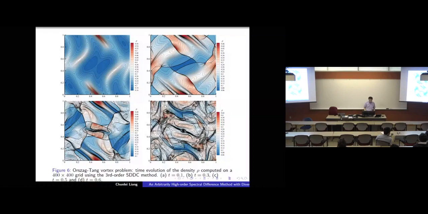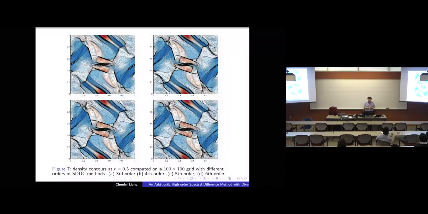And at a specific time, let's say 0.5 second, we use a very coarse grid. The previous grid was 400 by 400. Here we only use 100 by 100, right? So that's 16 times coarser. Now what if we use higher order, let's say fifth order, sixth order? Are we going to have the same solution? Indeed. So we can use a coarse grid and increase the degree of the polynomial. We still get a pretty good solution even with shocks.